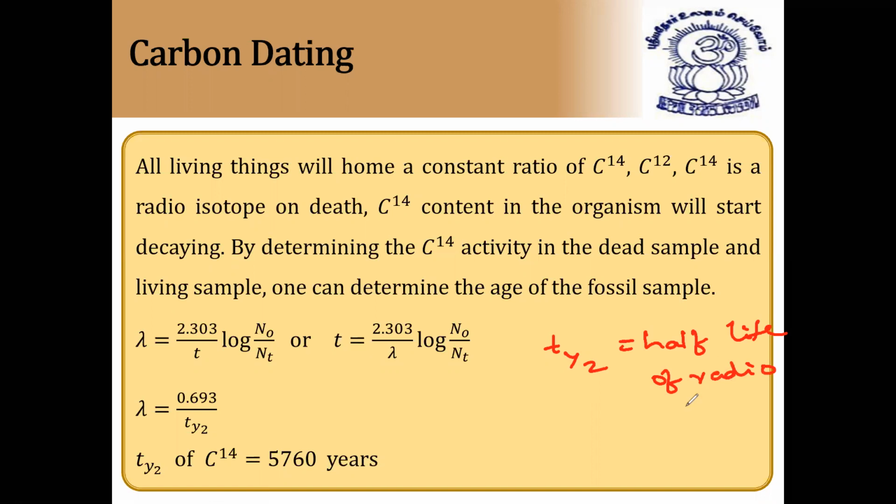Half-life of a radioactive substance is called T by 2. And T by 2 of carbon-14 is 5,660 years. It can be changed depending on the numerical. Generally, it is like this.